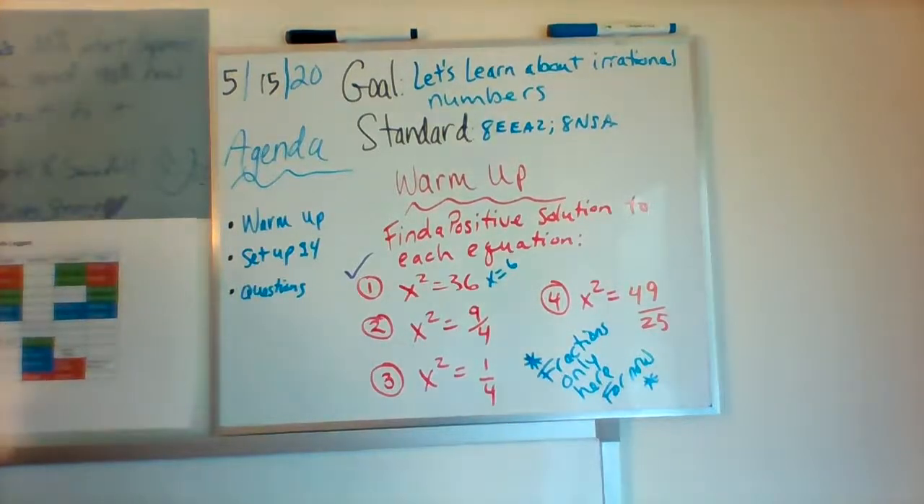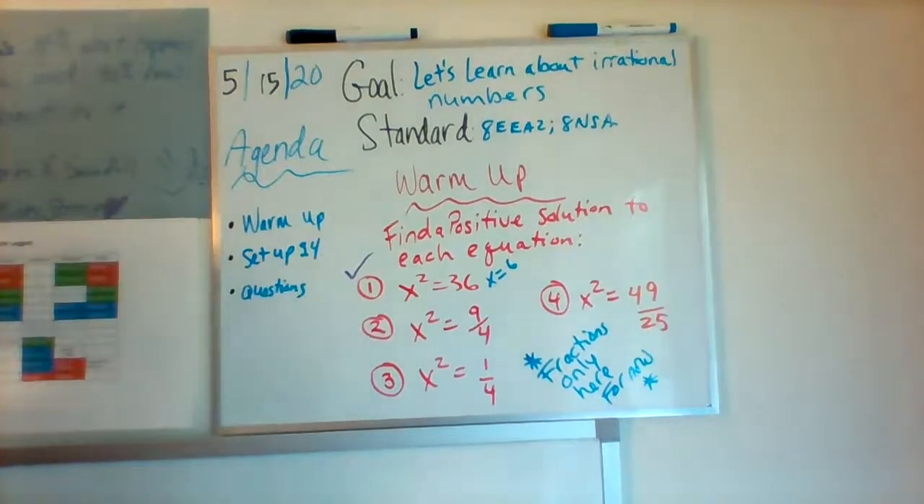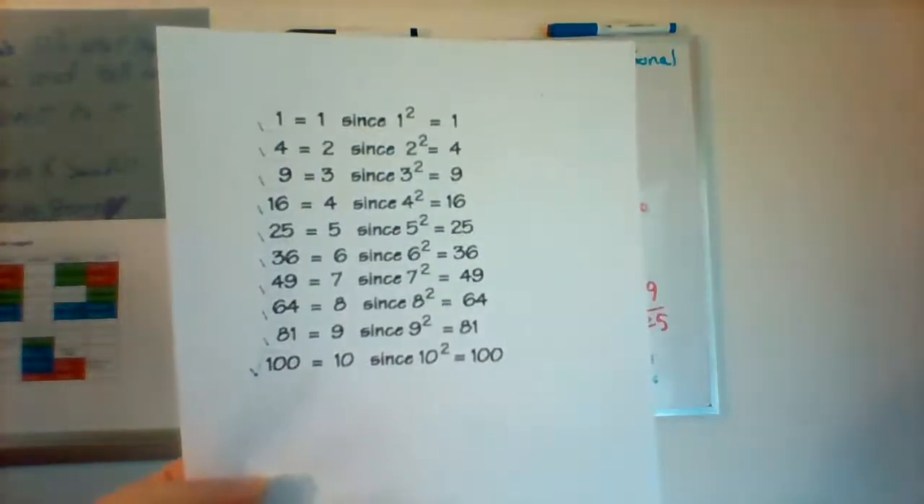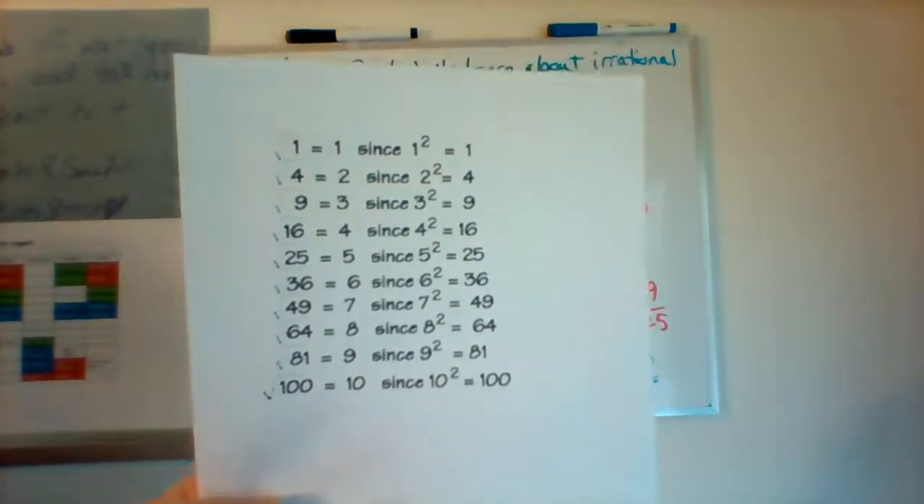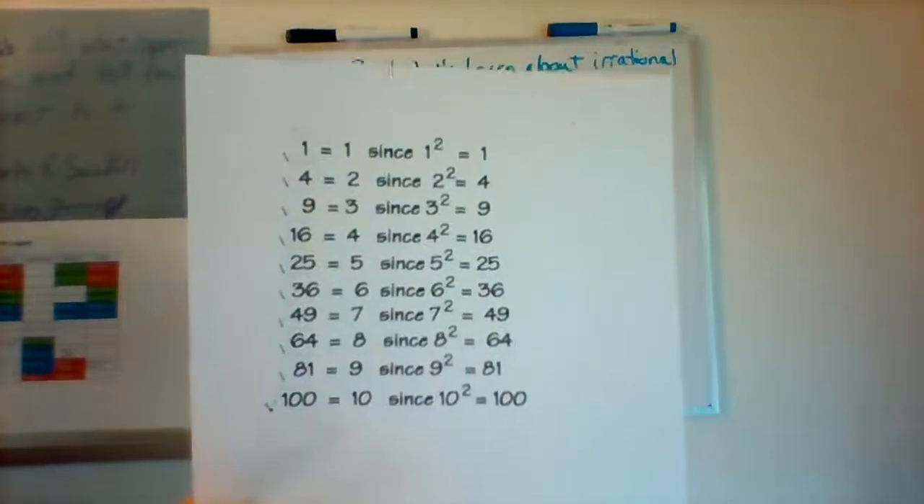If you take a look at the assignment that was posted for 3.4, there is a chart that is similar to this one. It's not exactly the same. It does have more perfect squares listed on it. It goes up to 400.